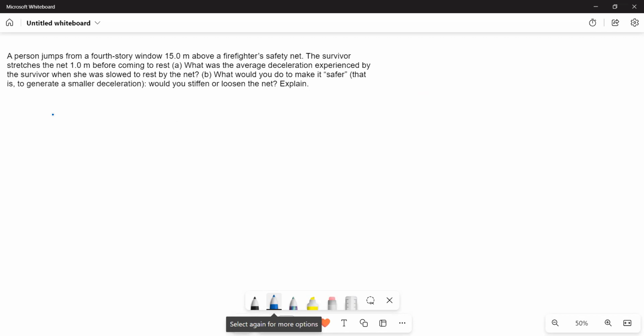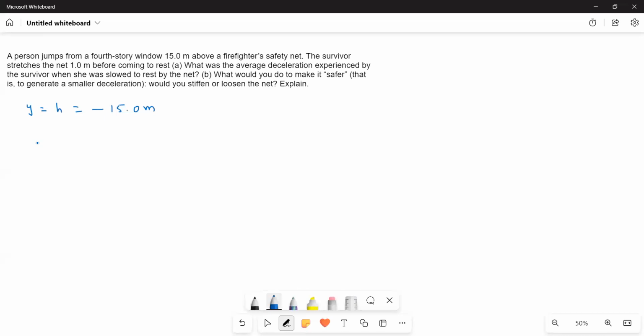Here we take downward direction as negative and upward direction as positive. The person is jumping from the fourth-story window, and the window is 15 meters above the safety net. Therefore, y is equal to h, which is downward direction, so minus 15 meters.